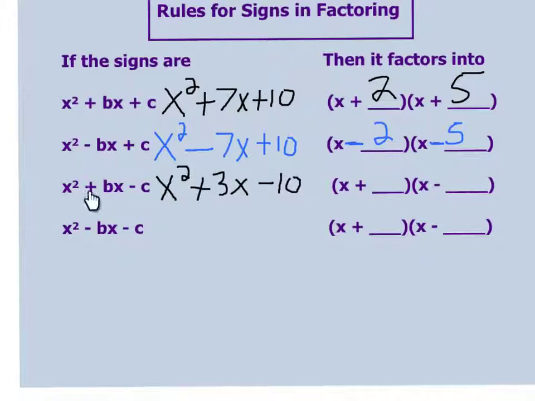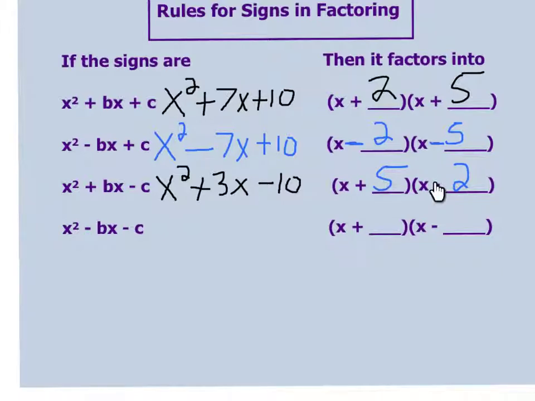Okay, here we have a plus bx but a minus c. What that means is that a positive is multiplying a negative. So what times what is negative 10? Well, I know that 5 multiplied to negative 2 will give me negative 10. Let's check that.